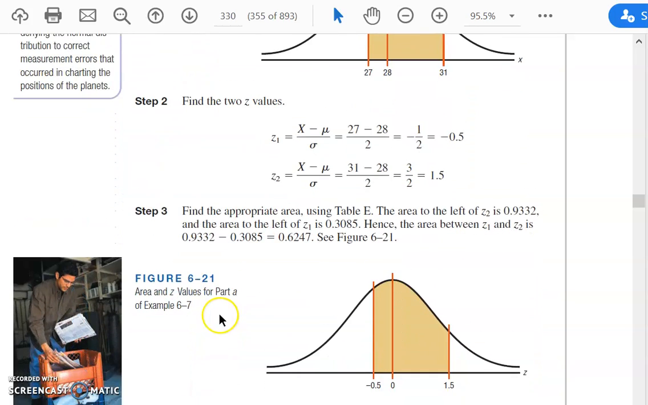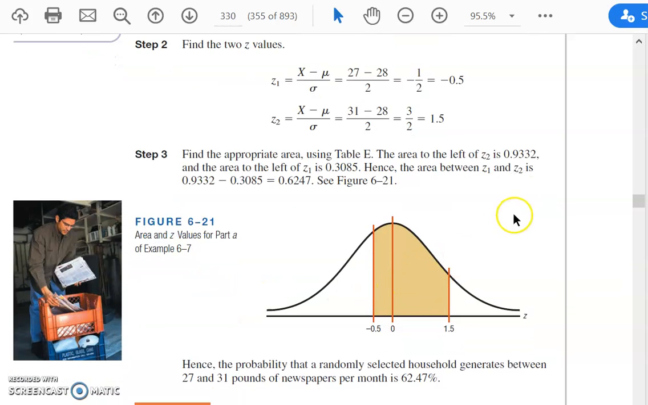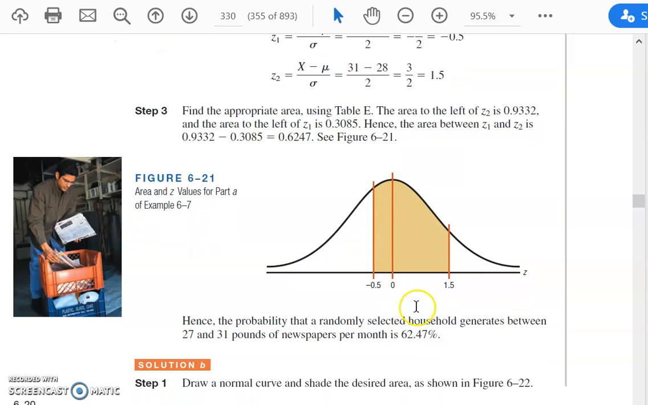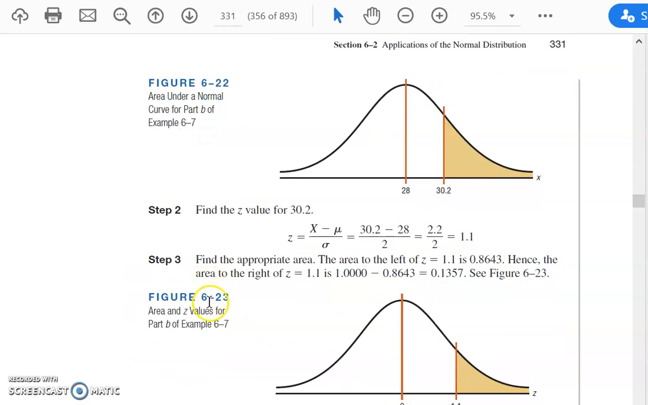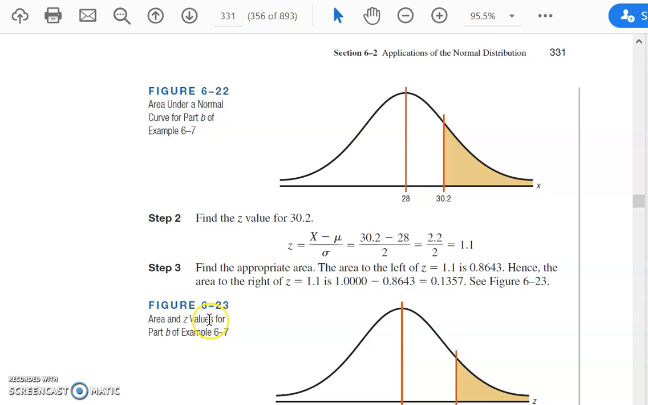Okay, so now to find the appropriate area, you have to find the area to the left of Z2. Z2 is 1.5, that's right here. Z1 is right here, that's negative 0.5. So remember, the tables only give you the area to the left. So you find the area to the left of this guy, you find the area to the left of this guy, you subtract them, and that gives you the area that's in here. So the best thing you can do is draw cartoons on this, and you'll see exactly what I'm talking about.